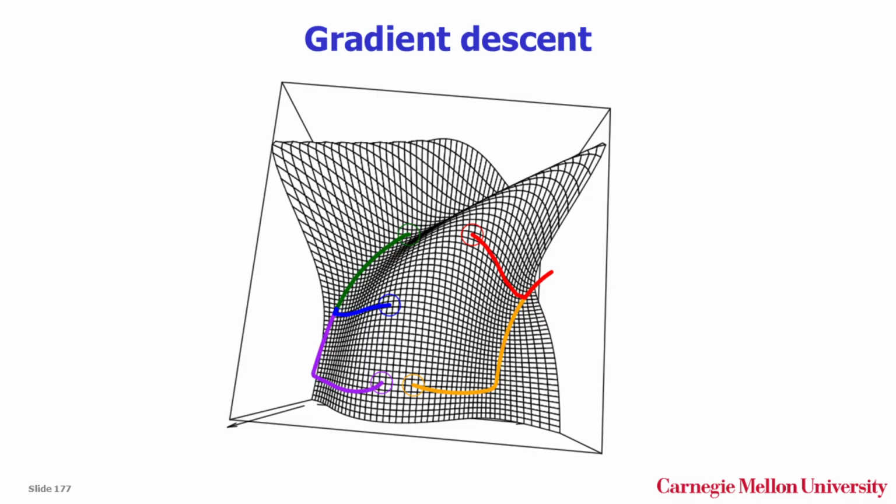The starting point is important in gradient descent too. As you can see on this surface, depending on where we start, gradient descent might converge to different local minima. However, this behavior is even more complex for Newton's method.